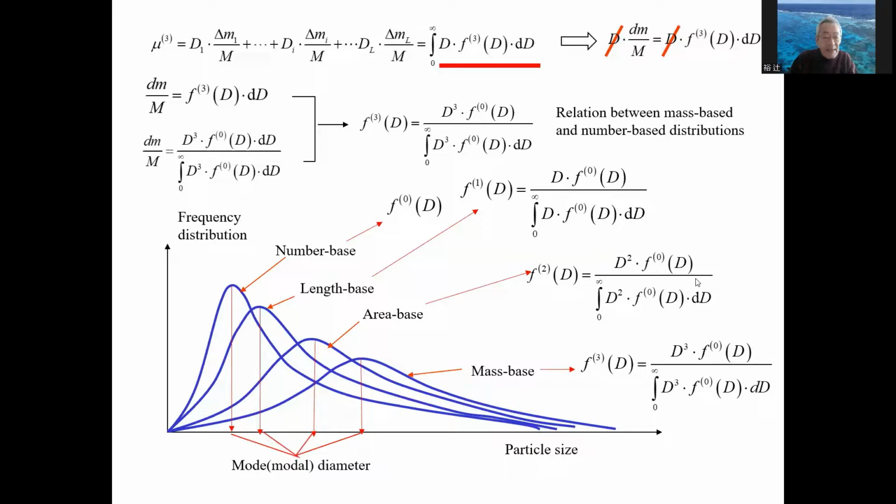The particle size that gives the highest frequency is called the modal diameter. As you have noticed, there are different frequency distributions defined for particle size. Note that the mean diameter and the mode diameter differ depending on which frequency distribution f is used.